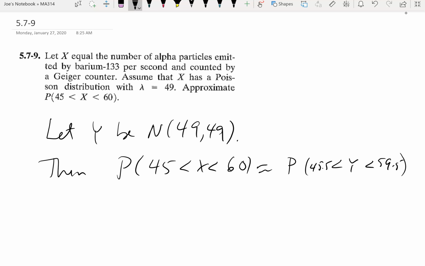So then, this one we can rewrite as phi of 59.5 minus 49 over square root of 49. That would be taking care of the upper end point, right? We're subtracting the mean and dividing by the standard deviation. Right? Now that catches everything below 59.5, so what do I need to subtract off?